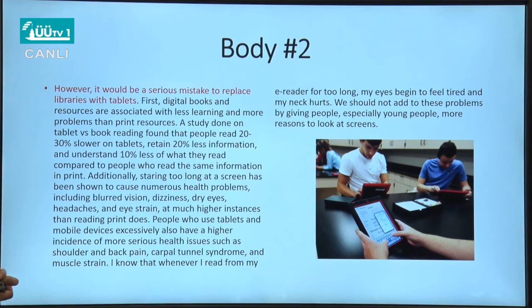Additionally, staring too long, staring means looking at something for long periods of time. Staring too long at a screen has been shown to cause numerous health problems, including blurred vision, dizziness, dry eyes, headaches, and eye strain at much higher instances than reading print does. People who use tablets and mobile devices excessively, which means more than necessary, also have a higher incidence of more serious health issues such as shoulder and back pain, carpal tunnel syndrome, and muscle strain.